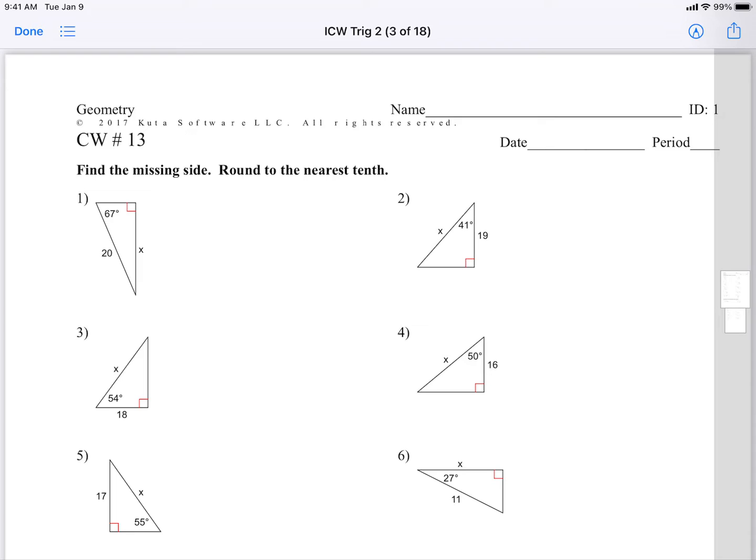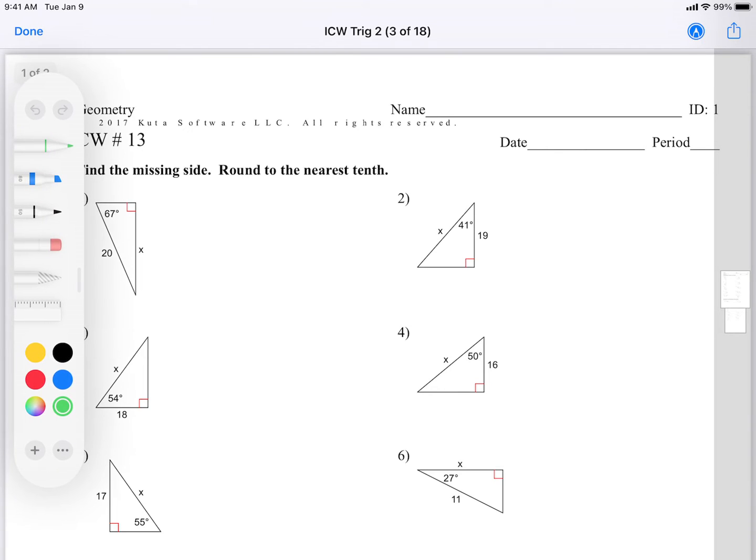Because if we look at, for example, number 1, you can see that we have one side and we're asked to find the missing side. But there's too much information. We could try using the Pythagorean theorem, but we have two missing sides essentially. So the question then becomes, how are we going to solve for that missing side? The way that we can do that is just by setting up our trig ratios just like normal.